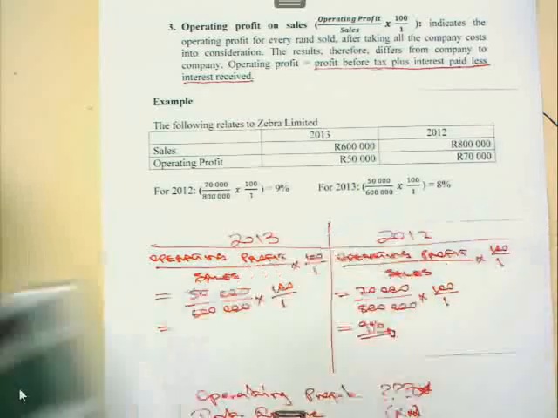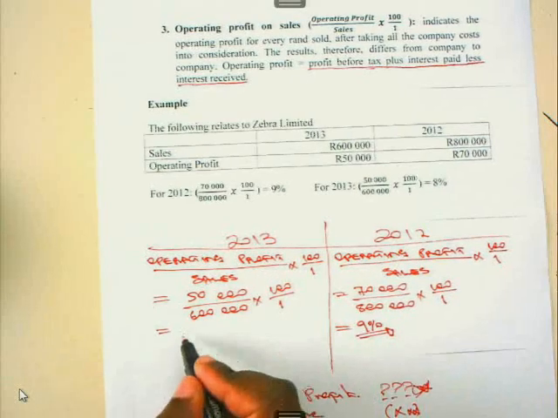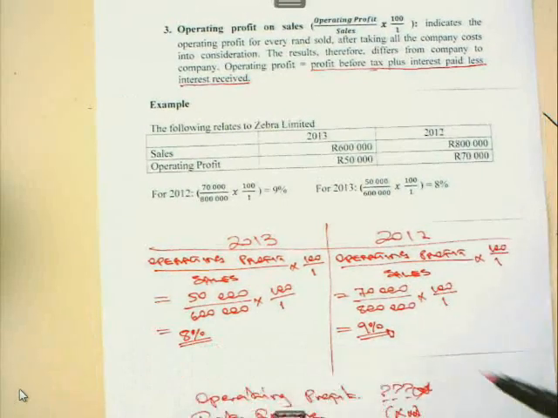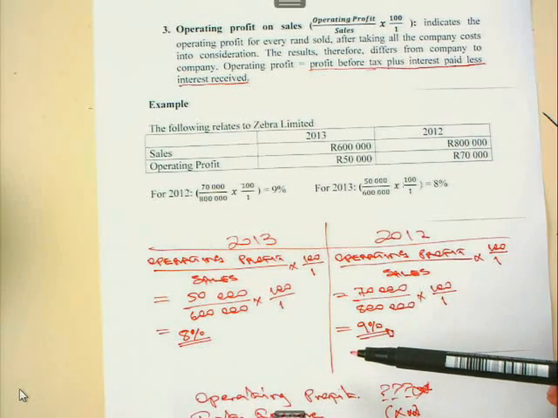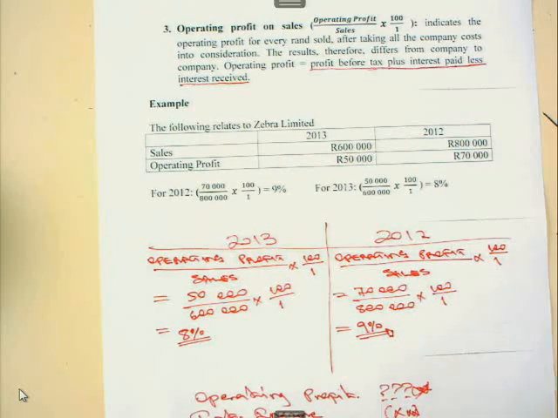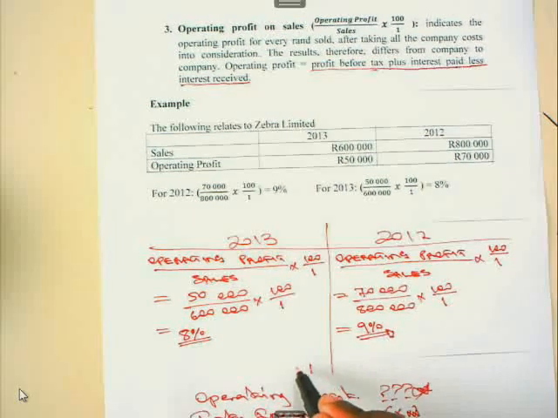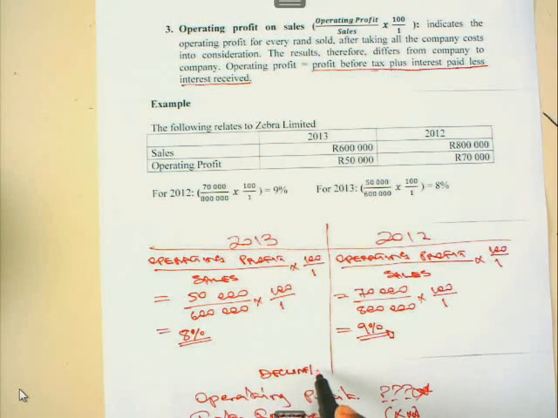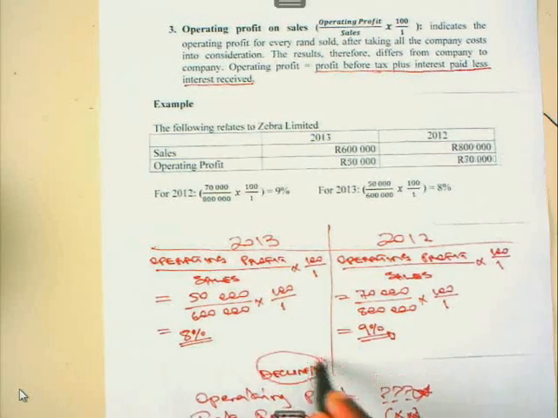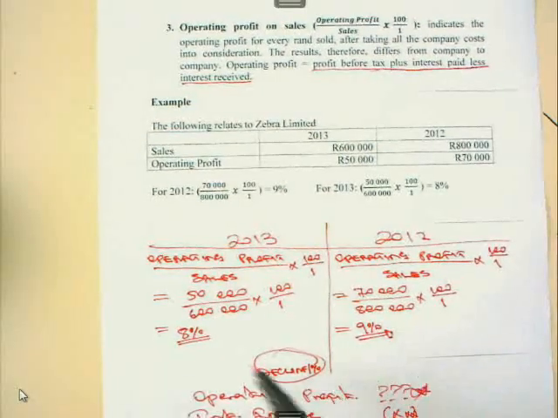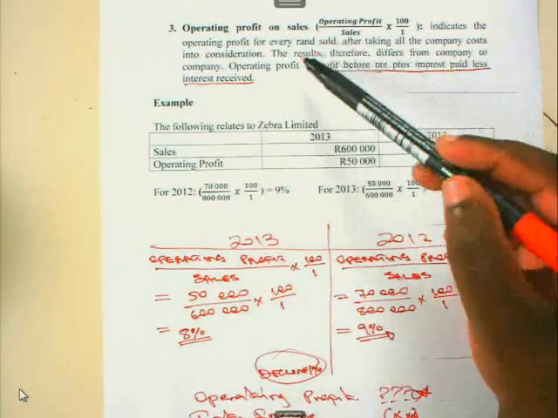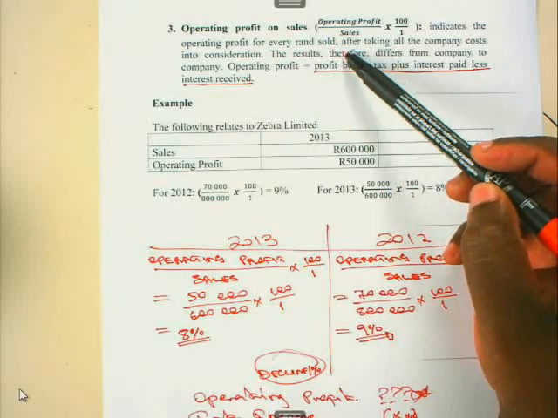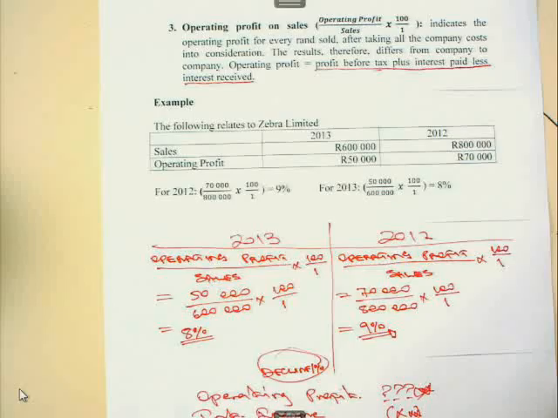It gives us 8.3, that is 8%. This shows us a decline of 1% from 2012 to 2013. It means the operating profit that we got for every rand sold has declined as compared to the previous year.